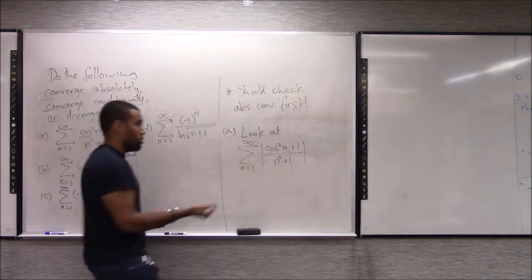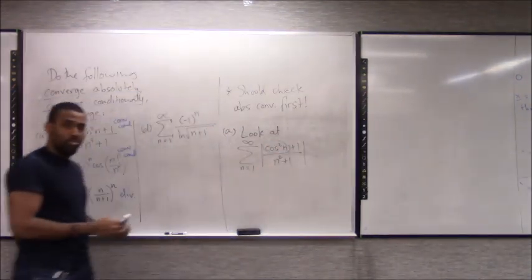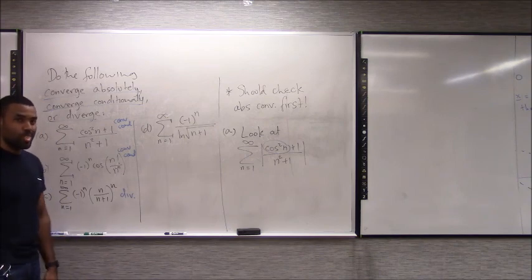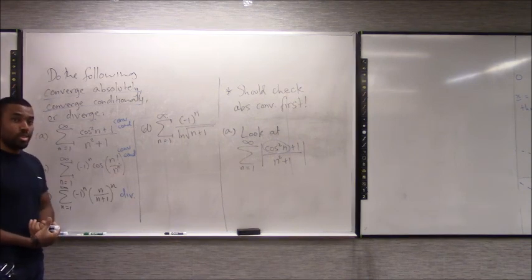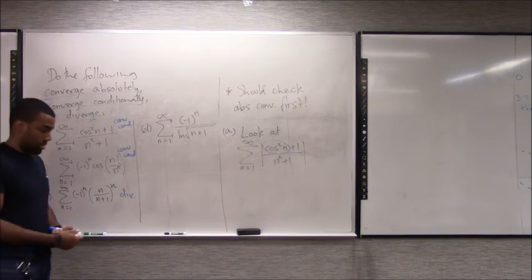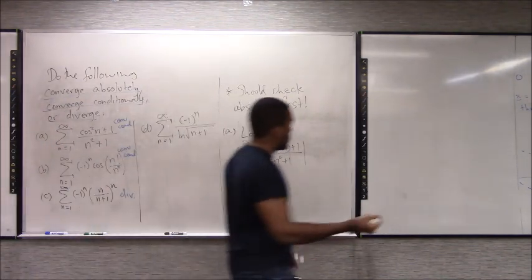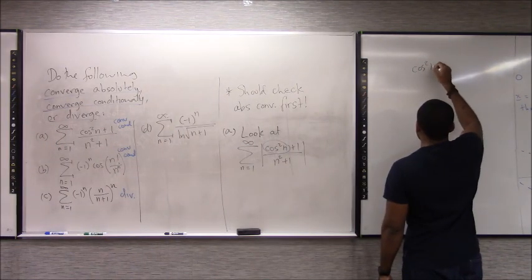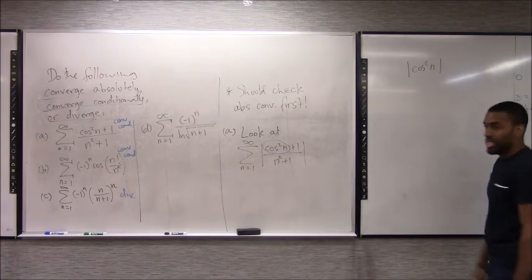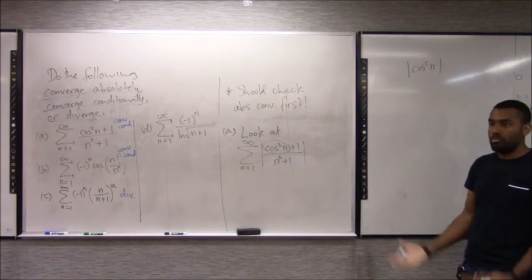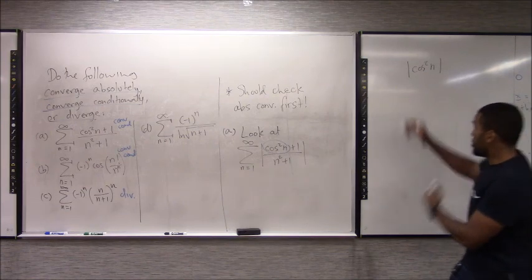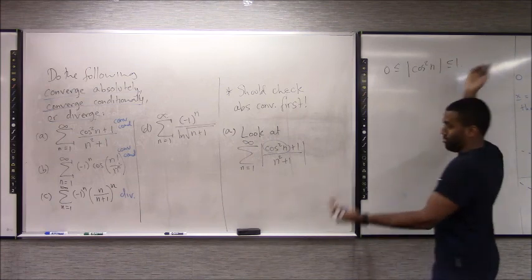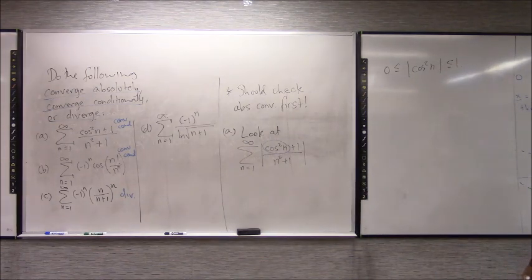There is a cosine here. Can you tell me about cosine, or the absolute value of cosine? Someone looks at cosine squared in absolute value. What can you tell me about it? It exists from 0 to 1, that's it. It's between 0 and 1. Yes. That's true for any n. That's going to be definitely true.